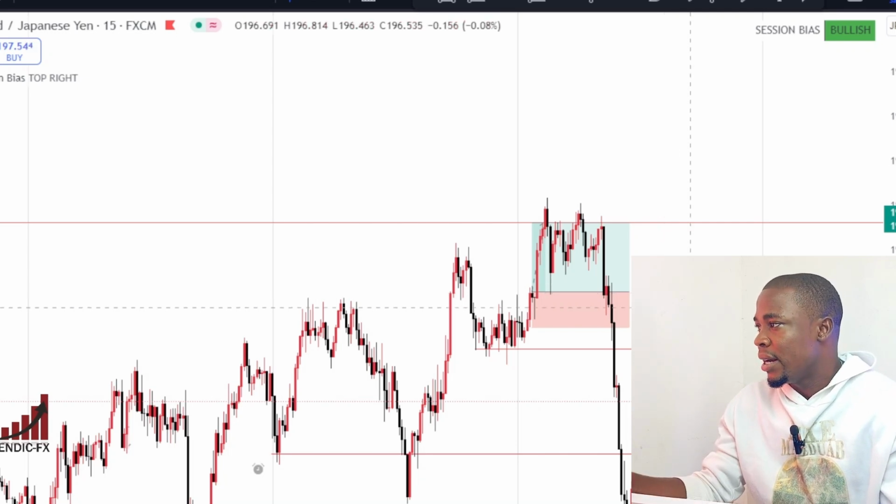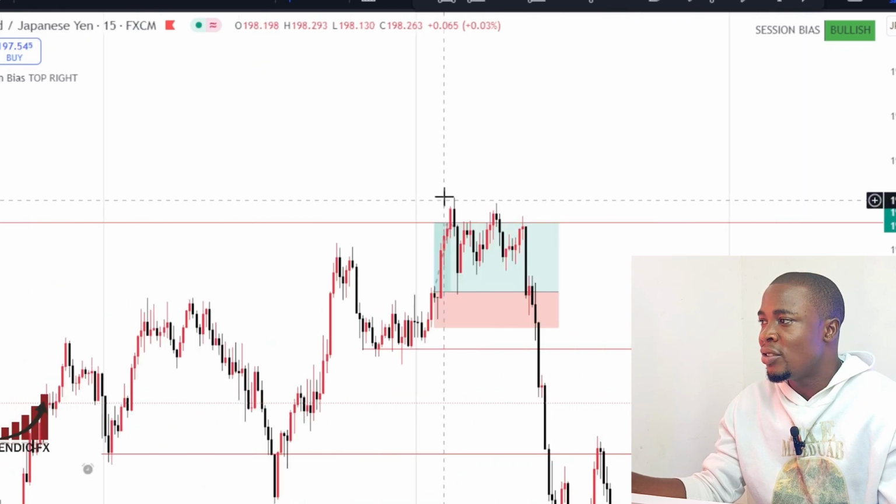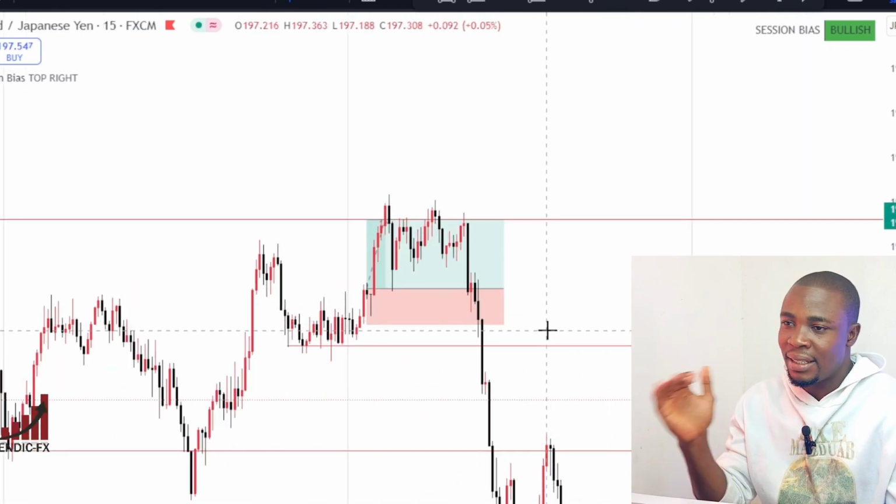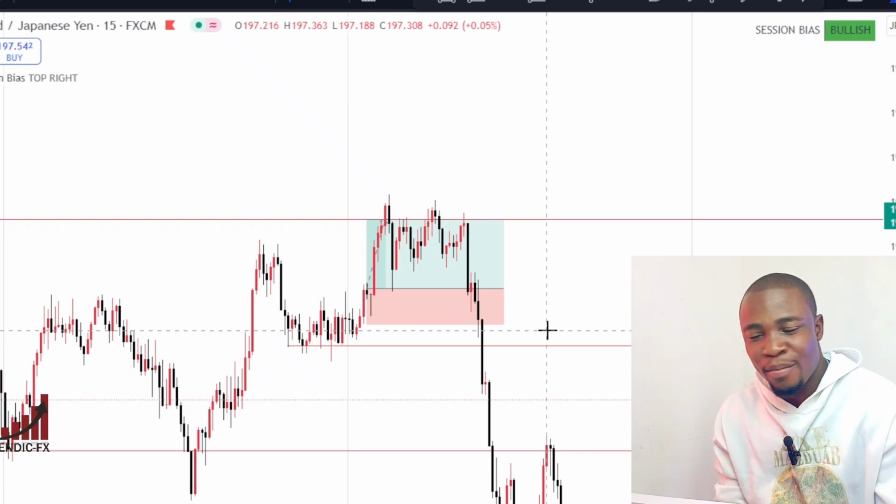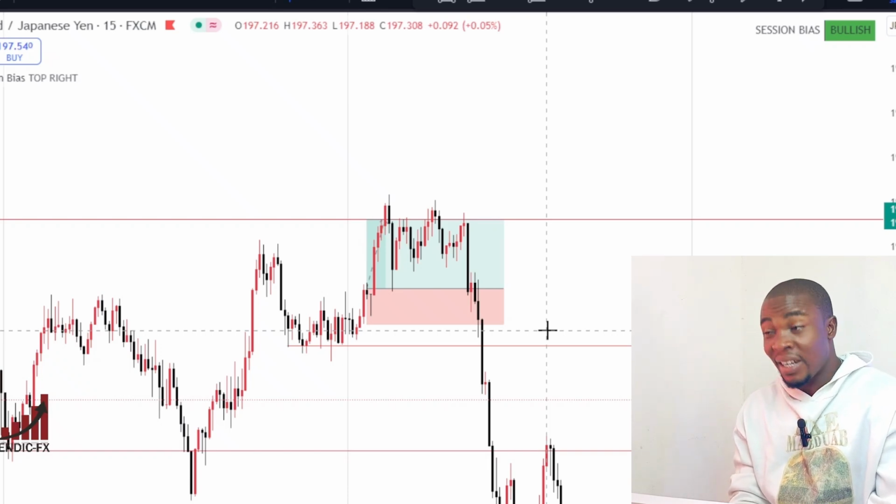So that's that on entry on price action. Please backtest this thing, backtest it, and you will see how effective this thing is.